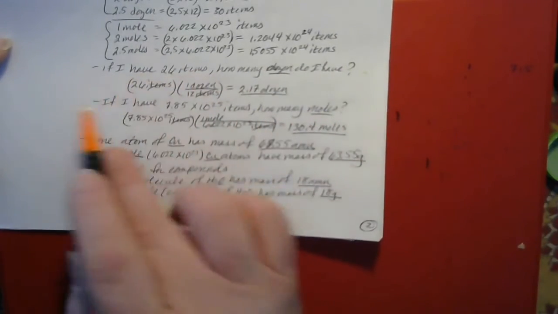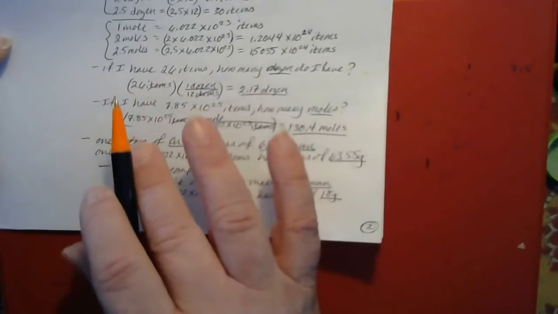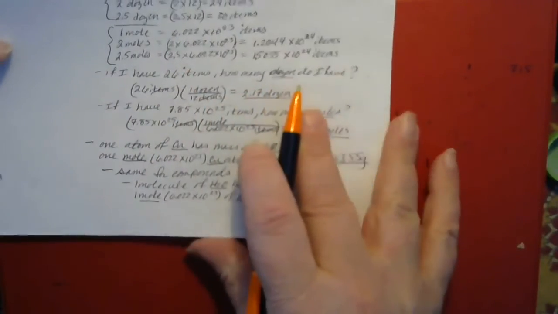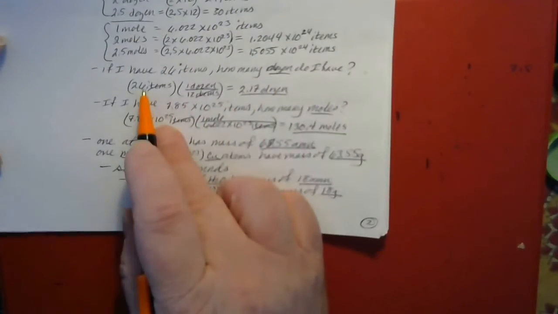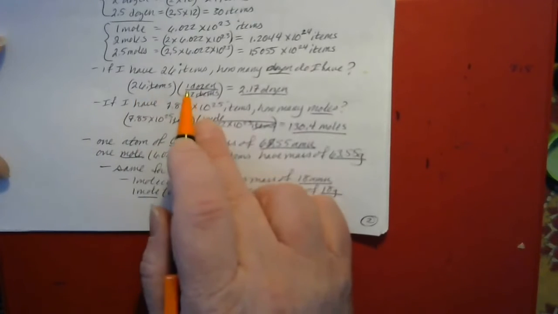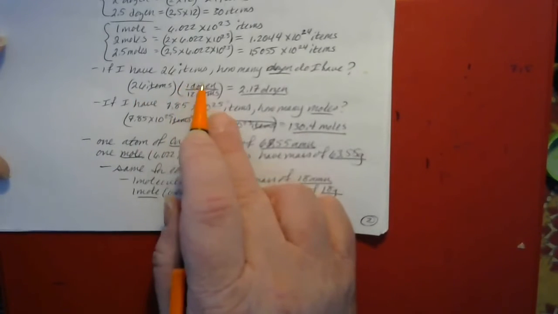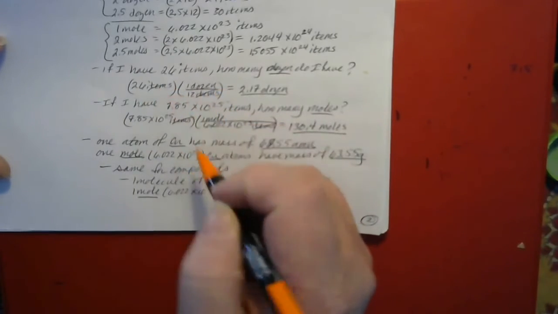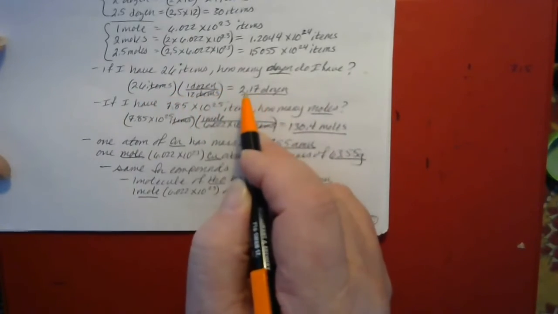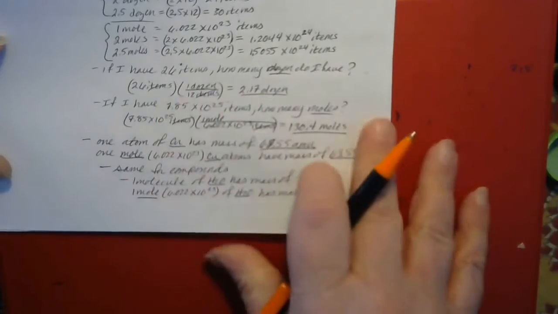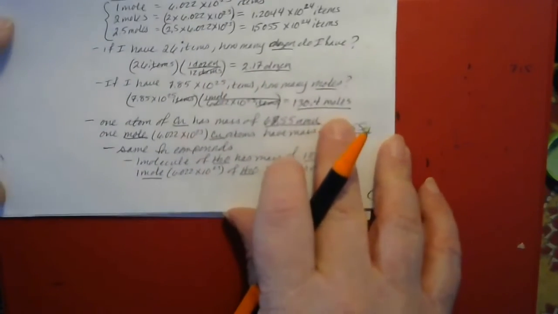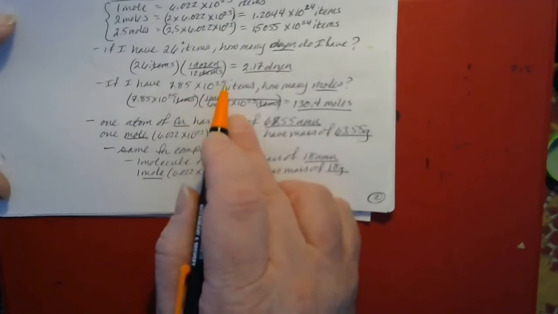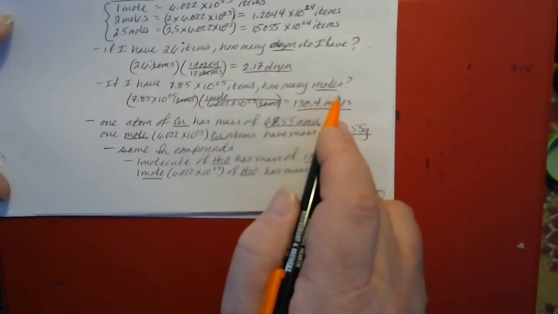You can even look at it going the other way, from the number of items to the collective quantity that we're using. If you have 26 items, how many dozens do you have? Well, you'd divide by 12, right? 26 items times your conversion factor, which would be 1 dozen for every 12 items. This way, the unit of items cancels out, and you end up finding out that you've got 2.17 dozens of items.